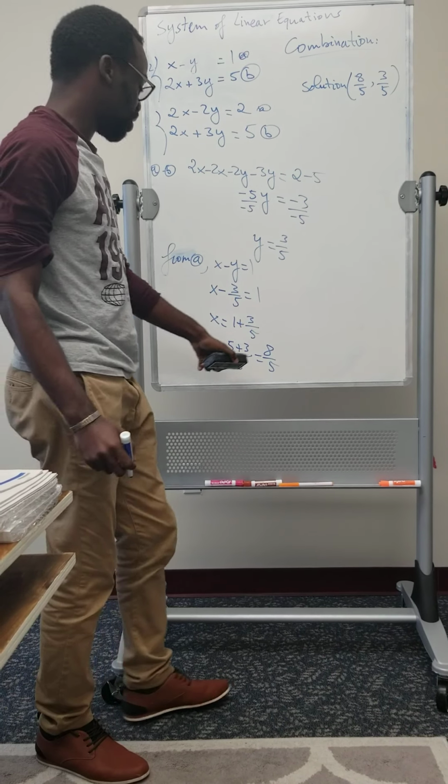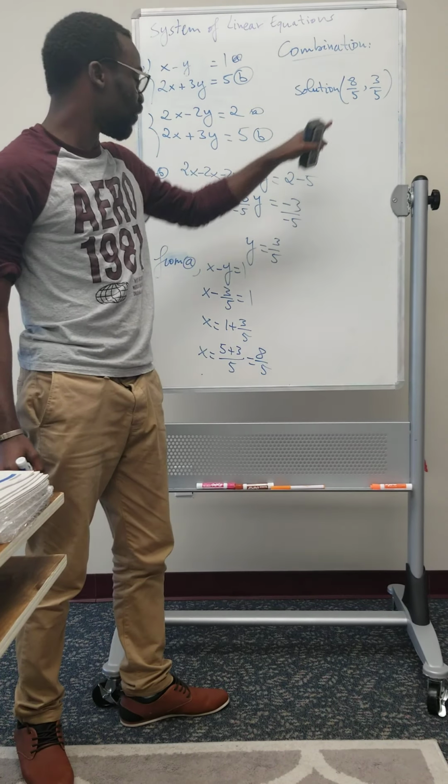And the solutions are the same. X is equal to 8 over 5, y is equal to 3 over 5.